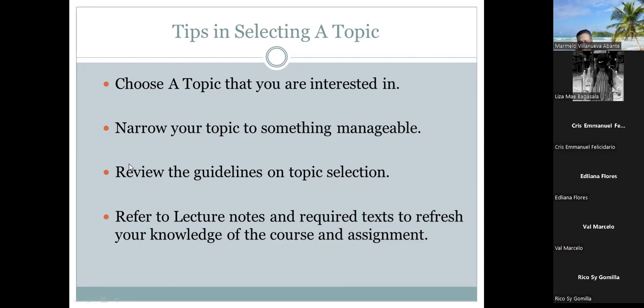Next is to review the guidelines on topic selection. Kung kagaya nga po na sinabi nyo kanina, may mga guidelines na dapat sinusunod in selecting the topic. Next is to refer to lecture notes and required text to refresh your knowledge of the course and the assignment.